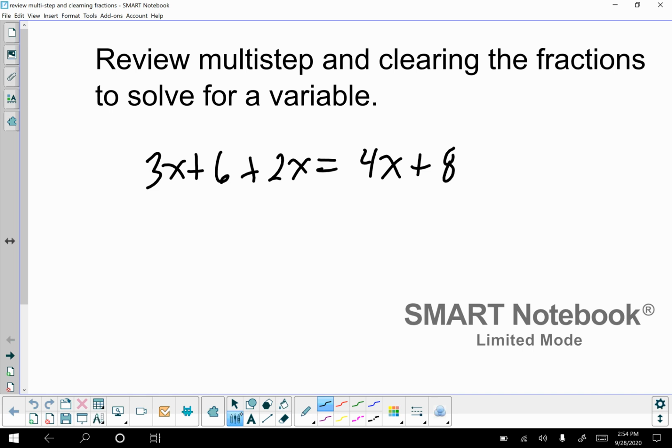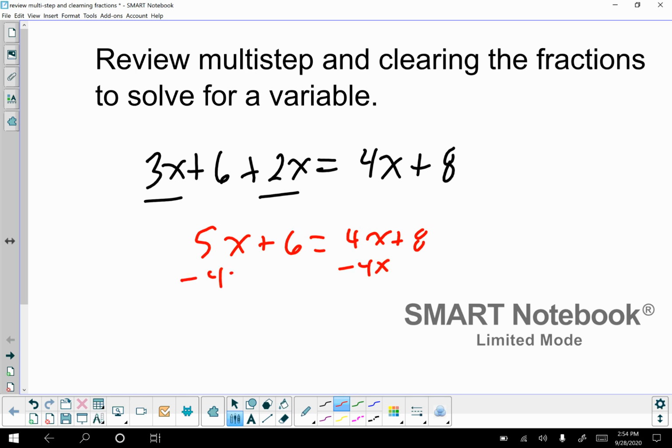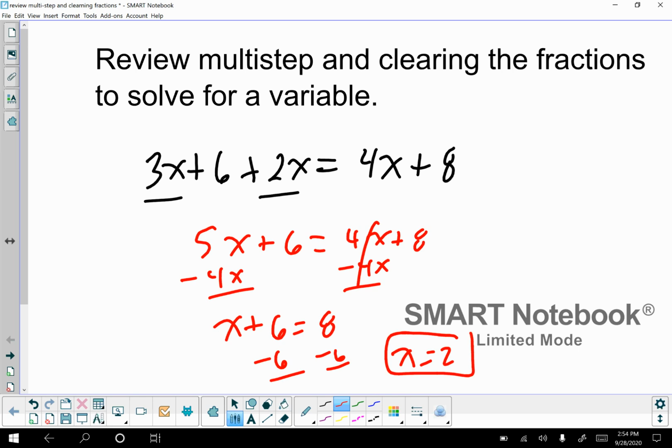So first problem, we're going to go ahead and combine like terms. So I'm going to wind up with 5x plus 6 on the left, 4x plus 8 on the right. Then we want to get x by itself. So I'm going to subtract 4x from both sides. So I'm going to get x plus 6 is equal to 8. Subtract 6. So I wind up getting x equals 2 as my solution to this problem.